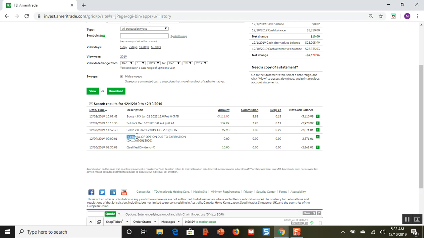And then right here, when you see that little message, that means gold. Removal of option due to expiration. All of those puts that I sold to open went down to 0, and so that gets added to my account.